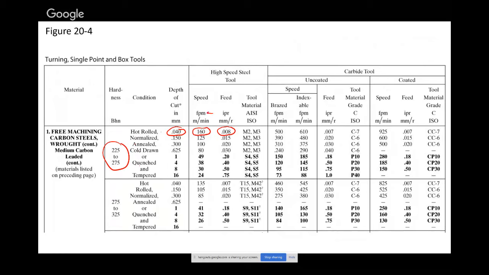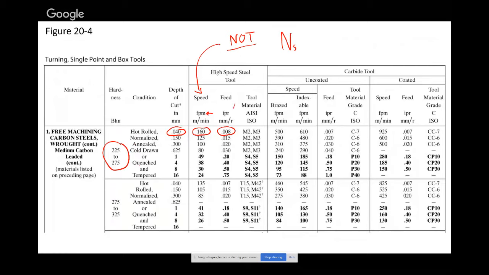This is in feet per minute, okay? That's a linear feet per minute or a surface feet per minute. This is not rotational speed, okay? We need to calculate rotational speed given the diameter of the tool and the speed that we're trying to hit, okay? And we've got our feed here.